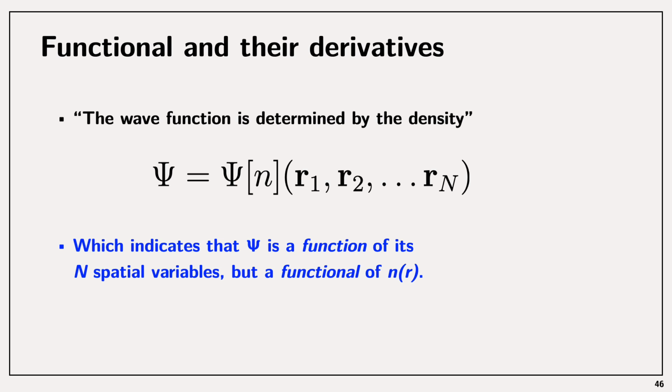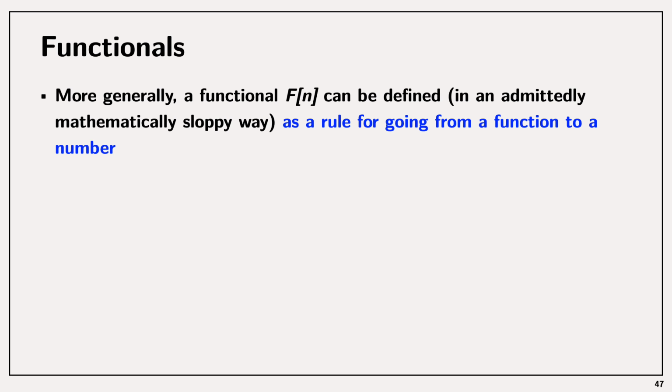I'd like to attract your attention that, to make it clear, it's a functional of the function n. We use those square brackets. The square brackets are very useful for that. So a functional is really a rule or a map that goes from a function to a number. We are very familiar with going from a number to a number, that's what we are used to in calculus.